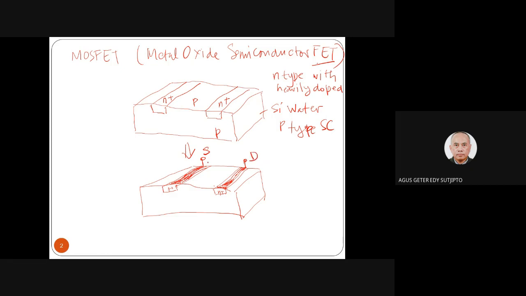Yeah. So we suppose that there is current flow from the drain to source, or electron flow from source to drain. So this is the source and drain, and the gate. Then we have a terminal, and then another terminal we put on top of the P here.